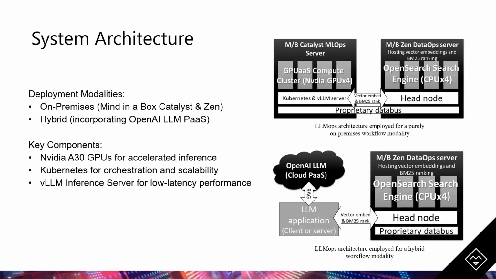As you can see, there is an LLM application layer. This is where the retrieval augmented generation is performed, which bridges the gap between our vector search capabilities and the external LLM inference. Then you can see the Sense Data Ops server, where even in a hybrid setup, we maintain control over the vector embedding and BM25 ranking processes, ensuring optimized retrieval before handing off requests to cloud-based LLMs. The external LLM integration provides additional scalability, allowing us to offload workloads when necessary.